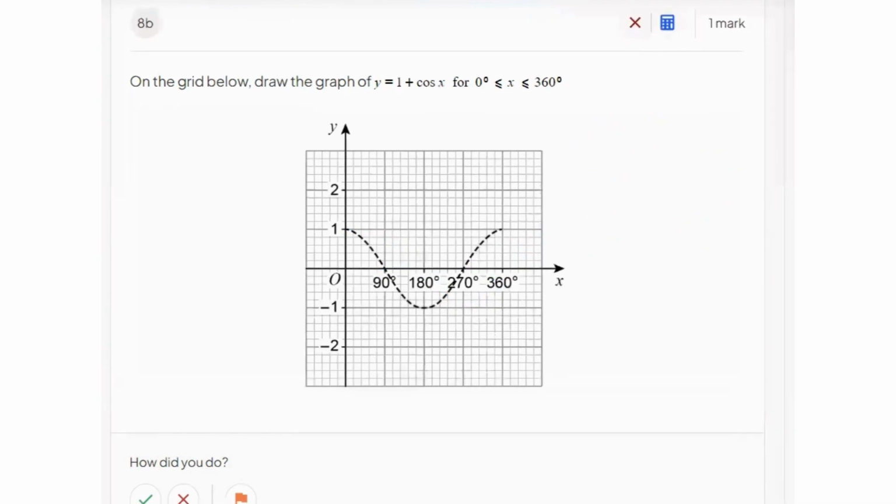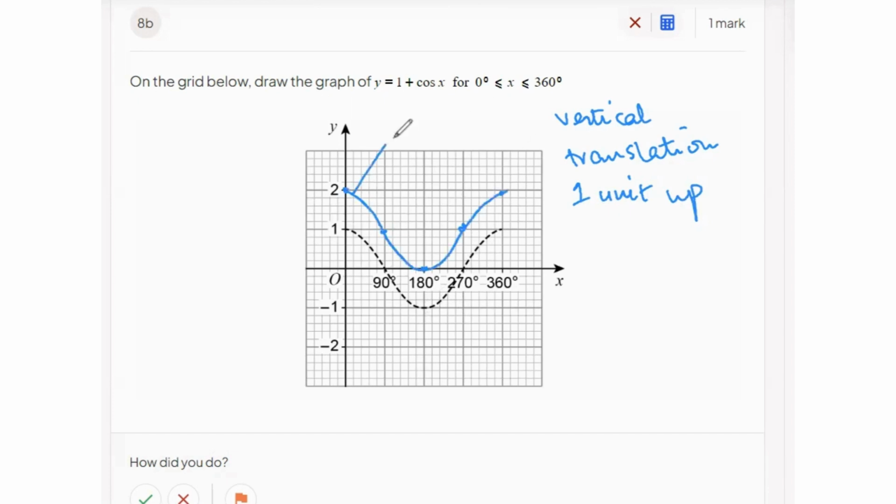Then part B says, on the grid below, draw the graph of y equals 1 plus cos x. So for 1 plus cos x, it's going to be a vertical translation, and we're going to move 1 unit up. So this 1 becomes a 2, this 0 becomes a 1, negative 1 becomes 0, 0 becomes 1, and 1 comes over here at 2. So this is your graph for y equals 1 plus cos x.